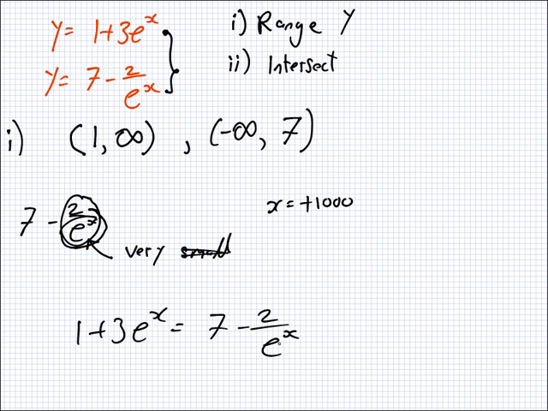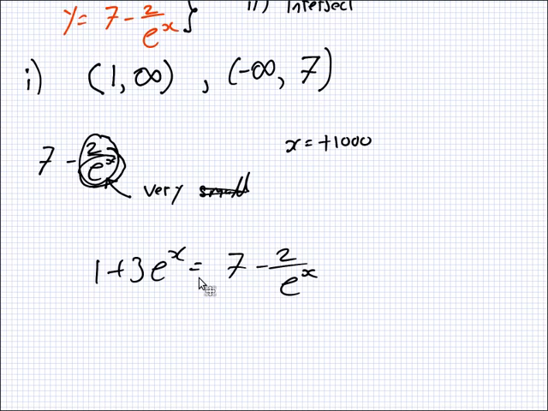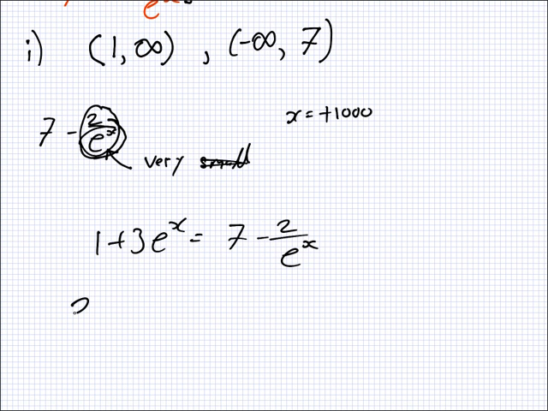Okay, this isn't exactly easy. What should we do now? Well, at least I can put the 1 and the 7 together, so maybe I'll do that. So that's 3e^x, 1 minus 7, or minus 6, and then plus 2 over e^x equals 0. Now, I wrote it like this to give you a little hint on what to do next.